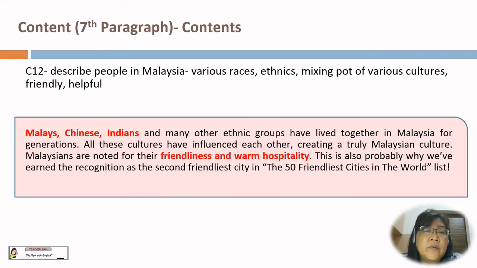Next, we have content 12, describe people in Malaysia. So you can write various races, ethnics, mixing pot of various cultures. Then you can write friendly and helpful. So let's look at the sample paragraph. Malays, Chinese, Indians, and many other ethnic groups have lived together in Malaysia for generations. All these cultures have influenced each other, creating a truly Malaysian culture. Malaysians are noted for their friendliness and warm hospitality. This is also probably why we have earned the recognition as the second friendliest city in the 50 friendliest cities in the world list.